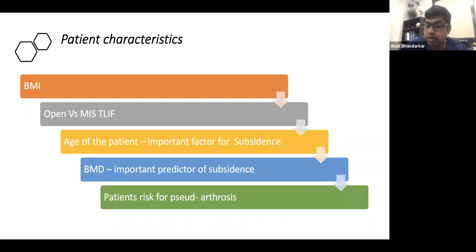And if the patient is at risk of pseudoarthrosis, like a smoker, I would rather avoid the PEEK cages. In my practice, I have started using more and more porous titanium cages to avoid this complication.